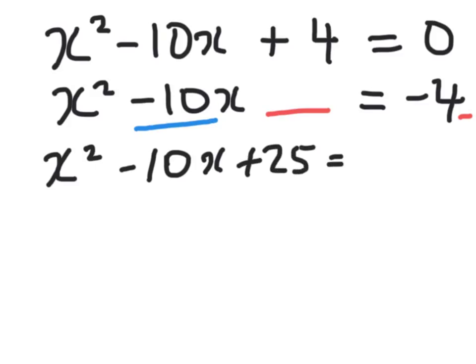So you get x squared minus 10x plus 25 equals... Now because you've added 25 to the left hand side of that equation, you must add it to the right as well to maintain balance. Anything you do to one side you must do to the other, or the balance of the equation will shift. So you're going to get minus 4 plus 25.